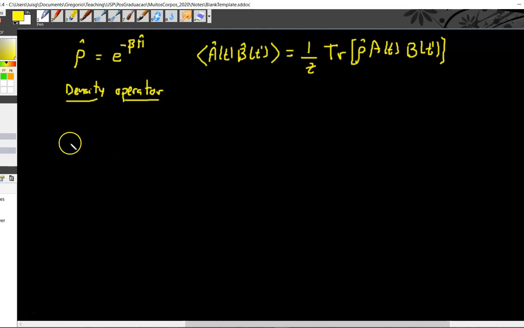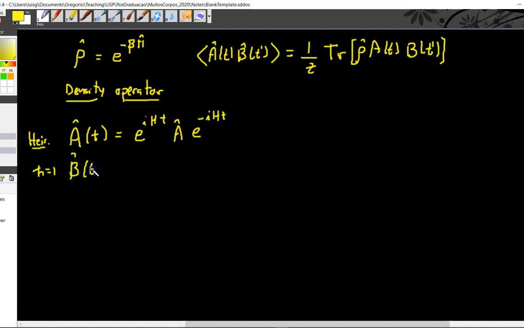All right. Again, this is all in the Heisenberg picture. I'm going to drop the h-bar for now, and then we can reinstate it. I'll take h-bar equals 1. Definitely tired of writing the h-bar all the time. So that's what you get: A at T, in terms of the Schrödinger picture, is e to the iHT, A, e to the minus iHT. And B at T prime equals e to the iHT prime, B, e to the minus iHT prime.